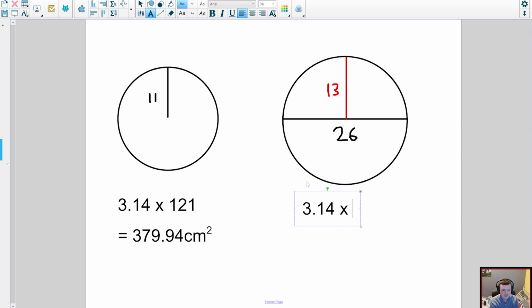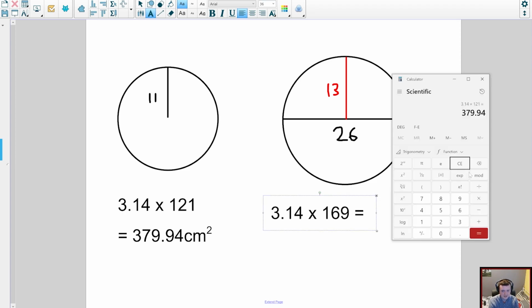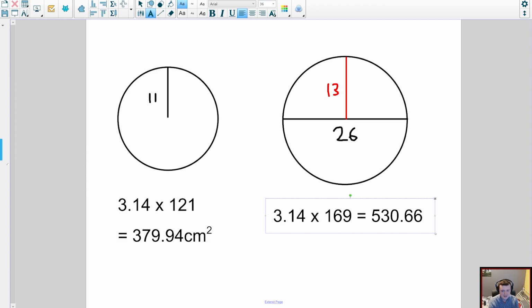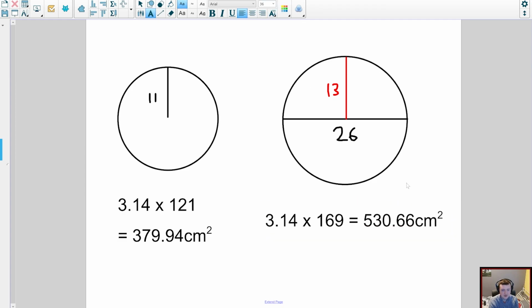3.14 times 13 squared, well 13 squared is a little bit trickier, so what's 13 times 13? You could have done that on your calculator and you should get 169. So 3.14 times 169 is equal to our answer. Well, what is that? We're going to put it on our calculator. 3.14 times 169 is 530.66. And so that's going to be my answer, centimeters squared. And that would be my area for that.